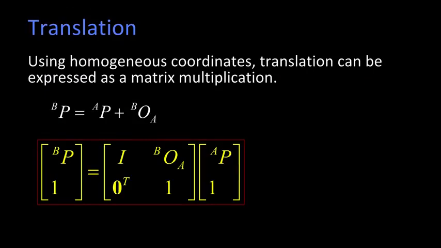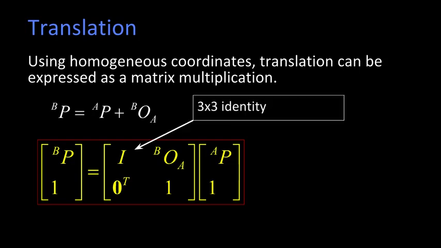I told you this was ugly, but we have to slog through it. The good news is, once again, homogeneous transformations, or I should say homogeneous coordinates, are going to come to our rescue, where translation can be expressed as a multiplication. So we've rewritten this top equation, P in B is equal to P in A plus O_A in B, as this matrix transformation.